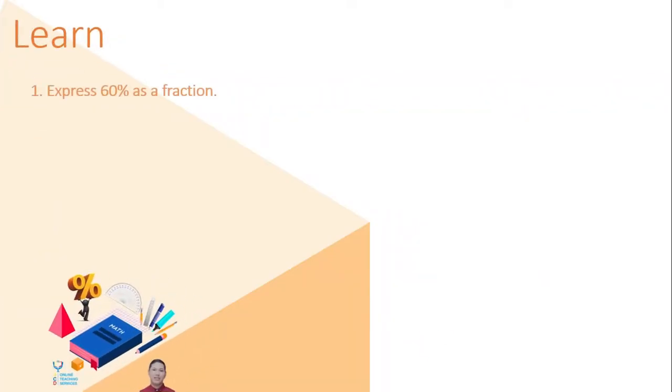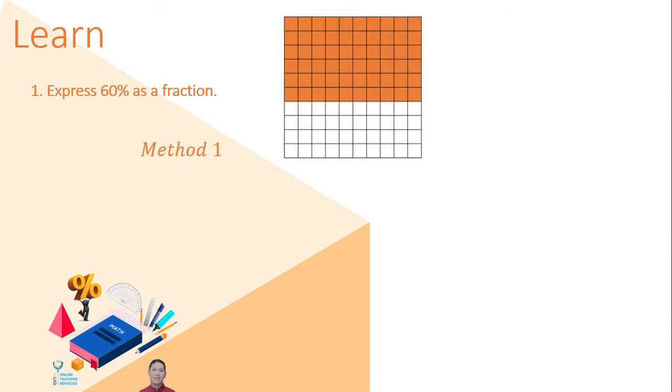Let's take example number 1. Express 60% as a fraction. The first method we have is that we are going to represent the 60% in the small square grid that is amounting to 100 small squares. We have 100 small square grids that are actually flashed on our screen, and out of that 100 small square grids, there are 60 small square grids that are shaded.